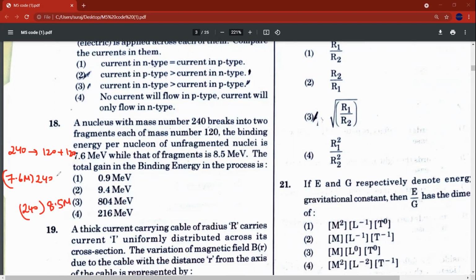So you need to subtract 1 from 2. We'll get around 216 MeV. Option 4.